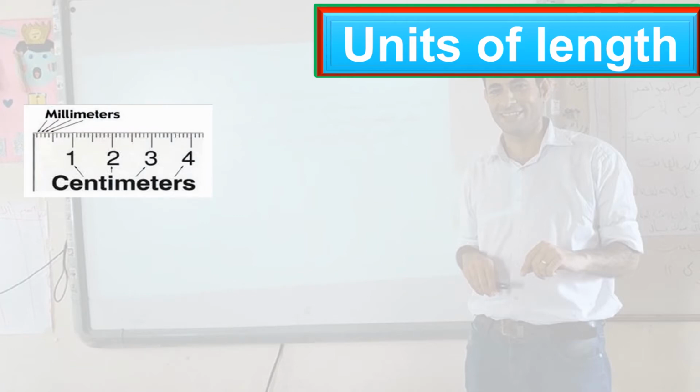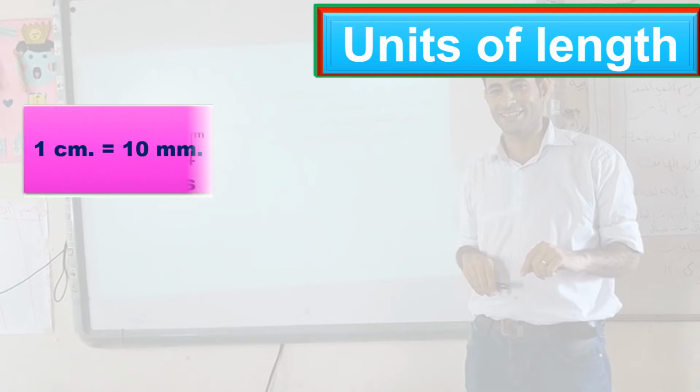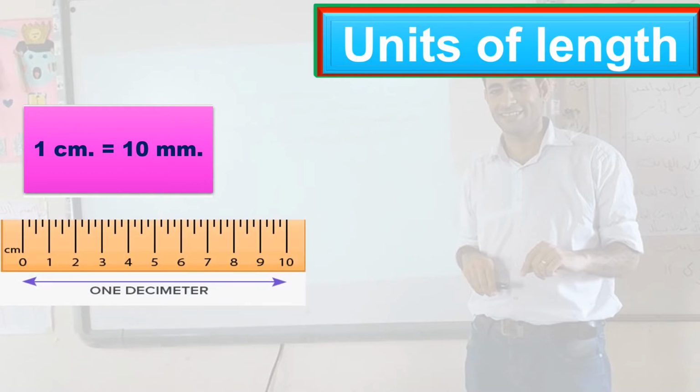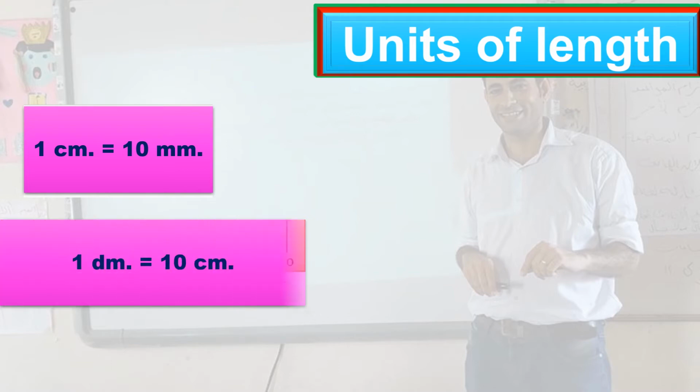لو احنا بصينا كده على الرولر اللي معانا هنلاقي ان احنا بنقيس using centimeter like 1 centimeter 2 3 4 and so on. Between 0 and 1 there is 10 millimeters. يعني 1 centimeter equal 10 millimeters. In this ruler the distance between 0 and 10 centimeter together call 1 decimeter. Then 1 decimeter equal 10 centimeter.